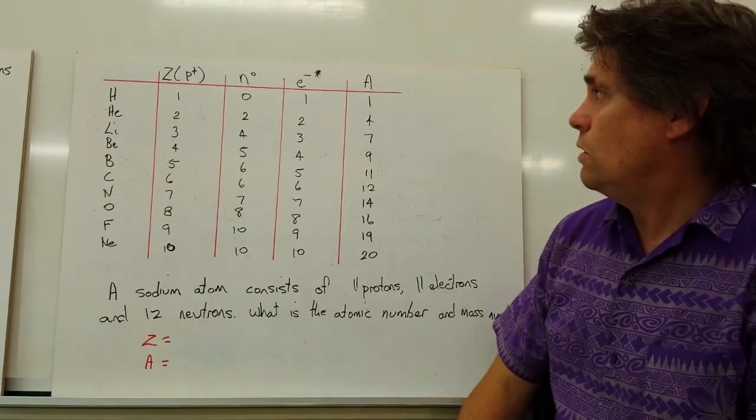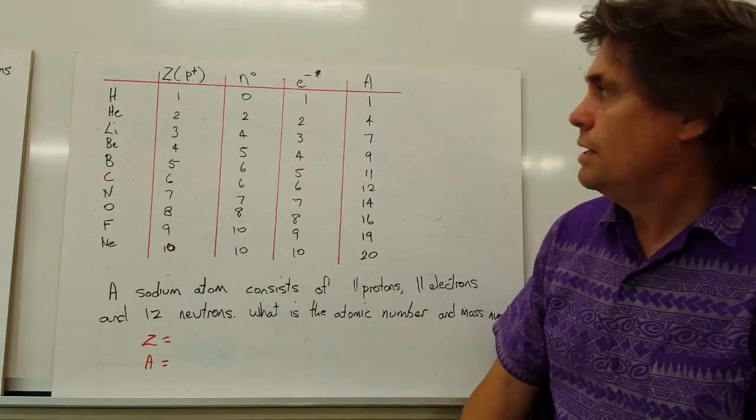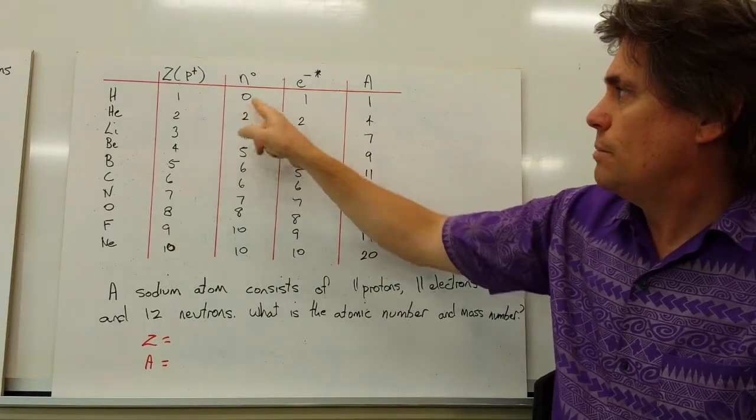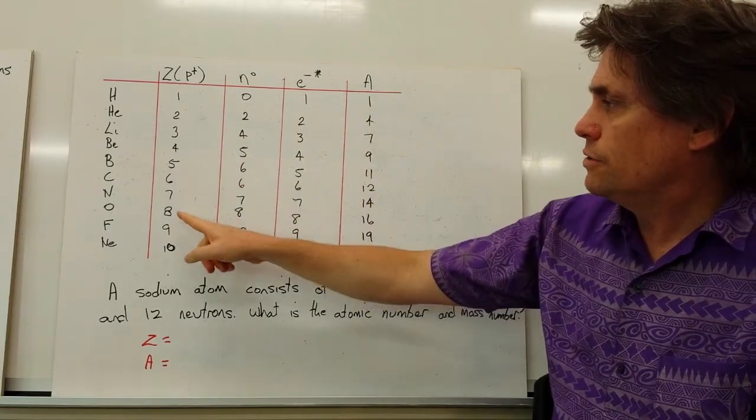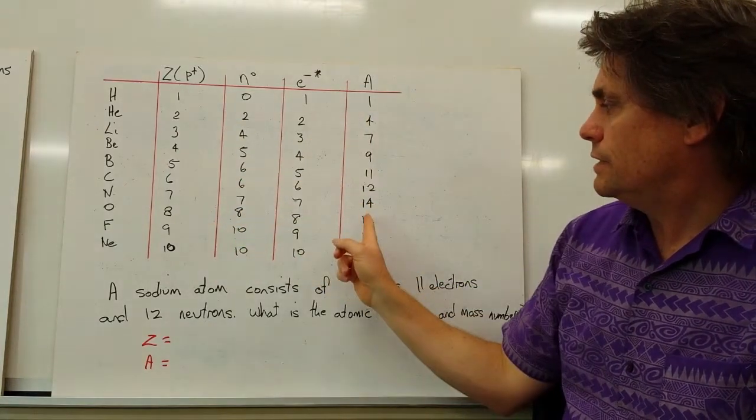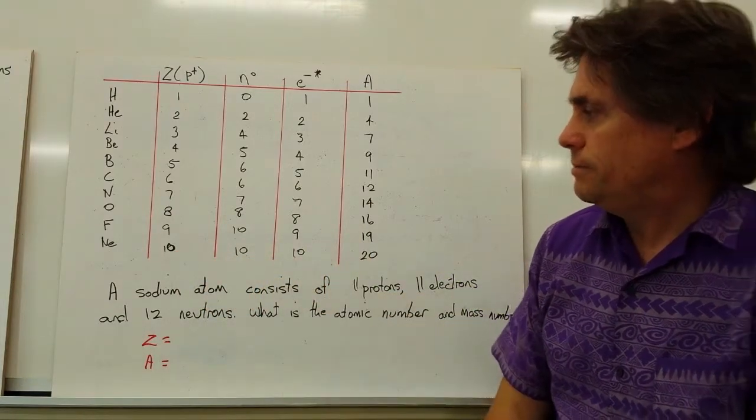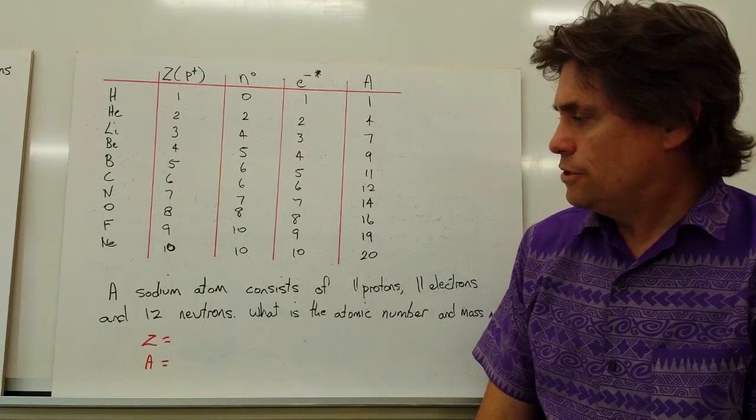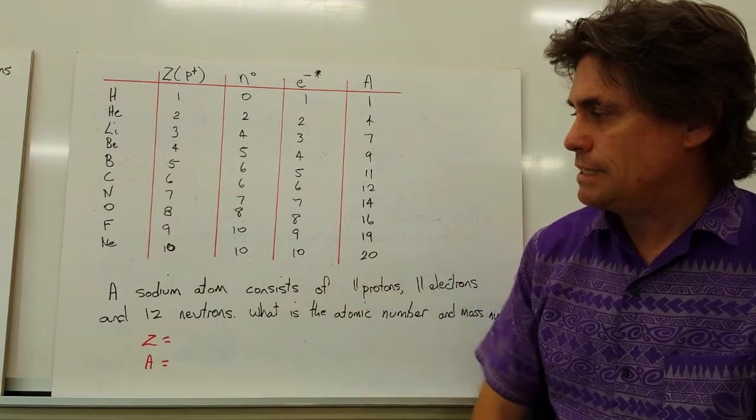And the final column is our mass number, which, as we said before, is the addition of our number of protons and neutrons. So 1 plus 0 is 1, 2 and 2 is 4. We keep moving down to oxygen, 8 and 8 gives us 16, neon 10 and 10 gives us 20. So we can use this information to determine atomic number and mass number.